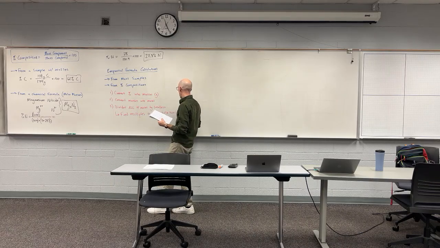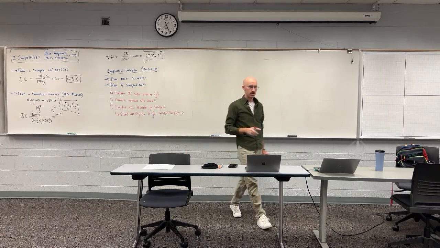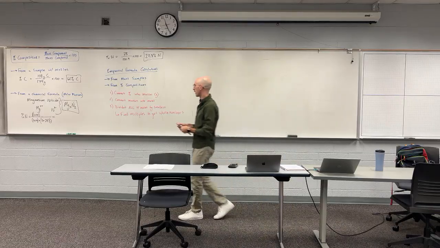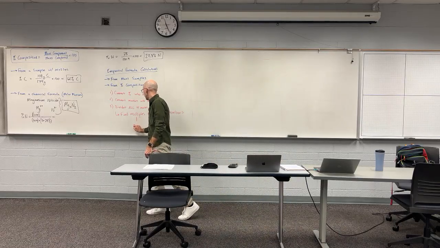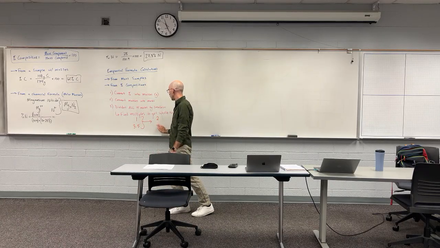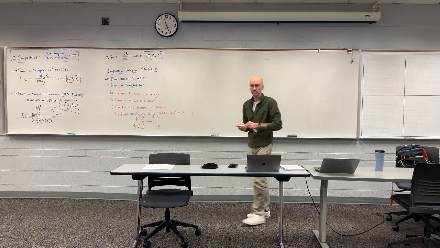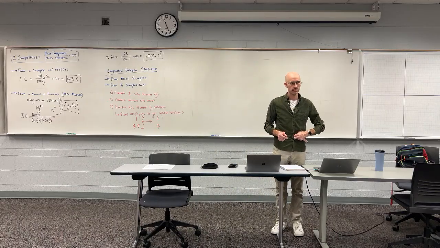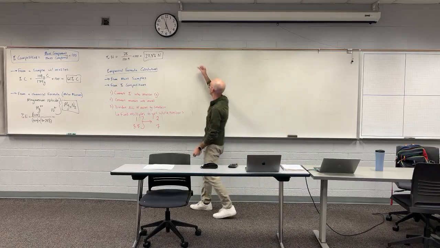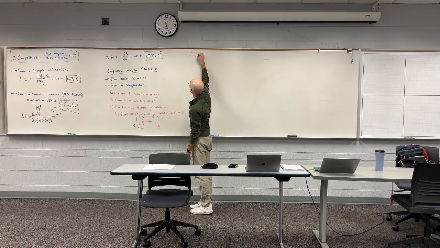So find multiples in order to get to whole numbers. For instance, if you have something like 1 and 3.5, then you'll report this as 2 and 7. Find multiples to get to whole numbers. And then the last step is write the empirical formula.